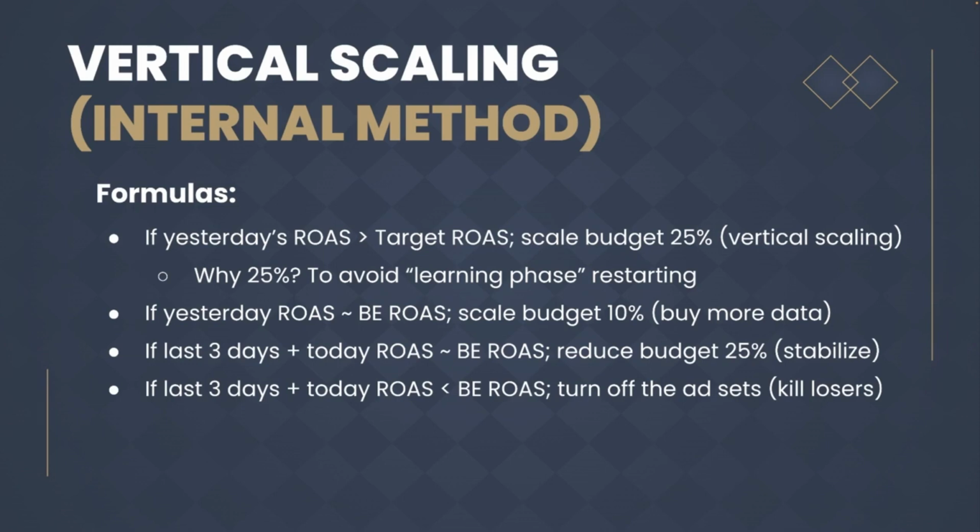And if last 3 days and today ROAS is about break-even ROAS, reduce budget by 25%. You can stabilize it this way. And if last 3 days plus today ROAS is less than break-even ROAS, turn off the asset. So pretty much kill the losers.